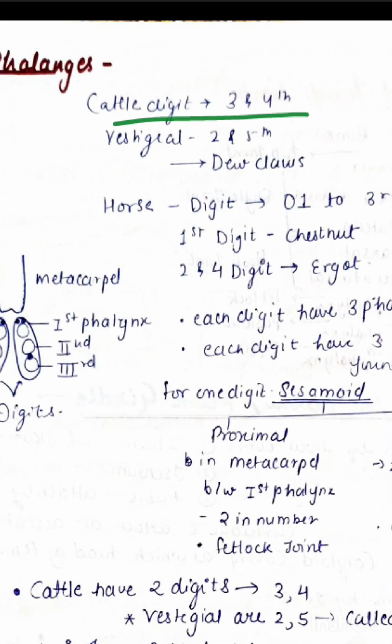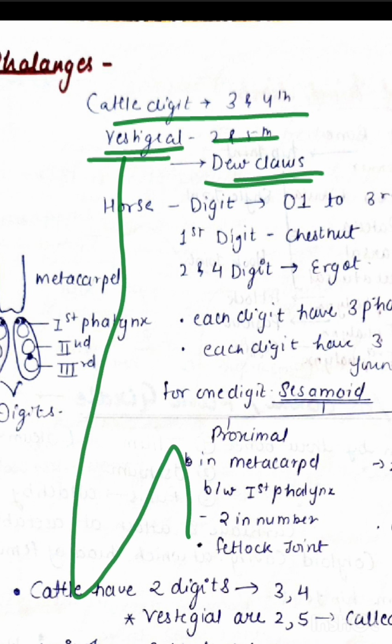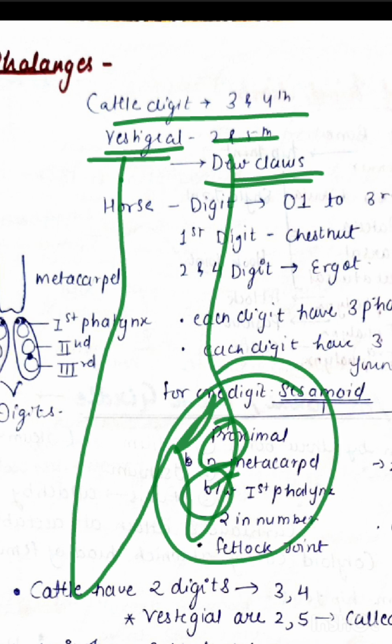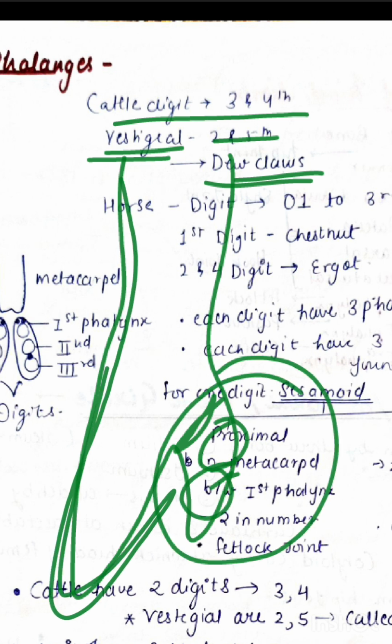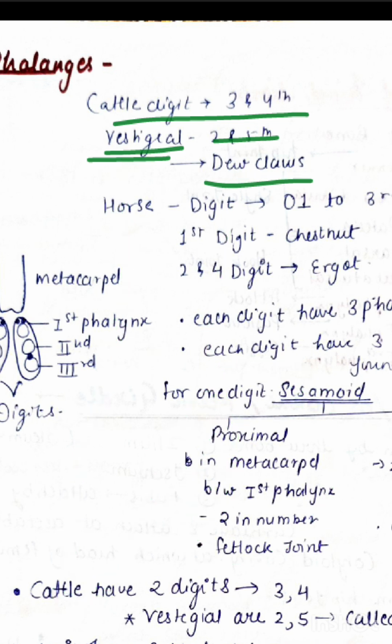Phalanges in cattle: the digits are 3 and 4, whereas the vestigial ones are 2 and 5, which are present in the dew claws. For example, this is the horn-like structure. The second and fifth are present and are known as the dew claws, and this is the cattle's digit which has the third and fourth. These are vestigial, residual, not properly developed or used.